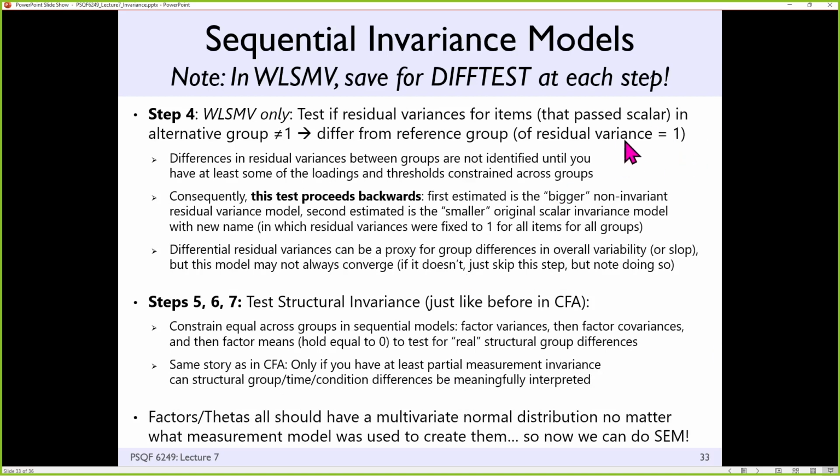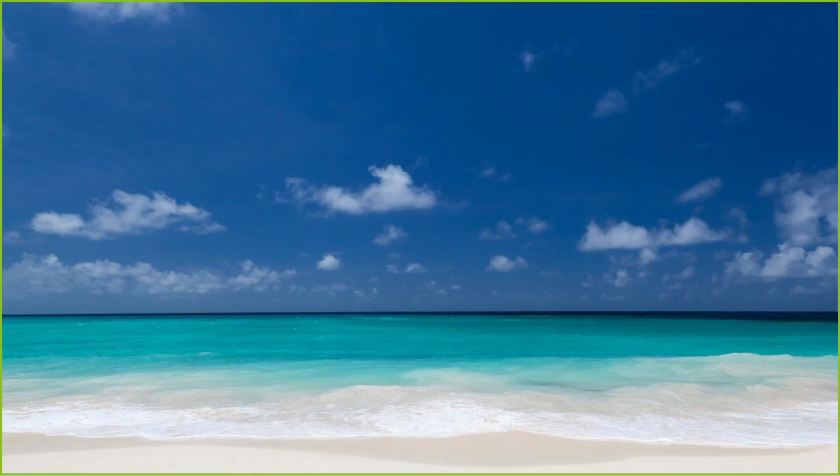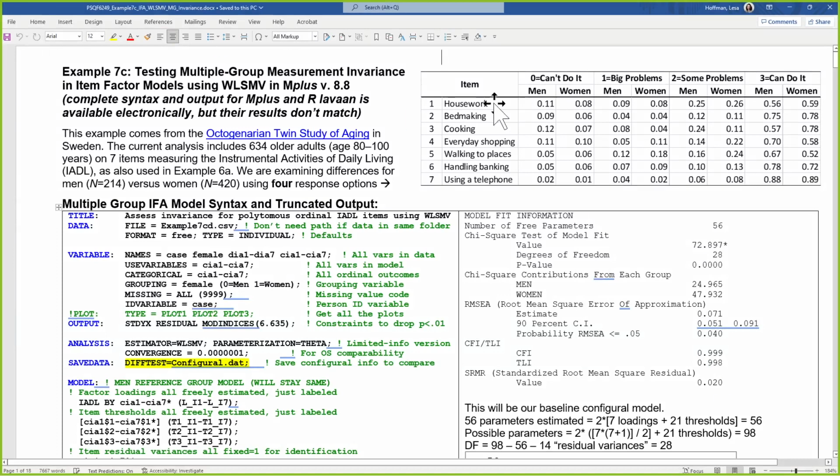All right, let me show you what this might look like in an example. So I want to pull up 7C. These are the same data that you've already seen in example 6A. These are the 7 items of independent living in older adults. Now we're using the same data set to look at DIF across men and women in my sample. So I have the frequencies of the responses in each group here. This is something that you would report as a descriptive statistic as part of an article.